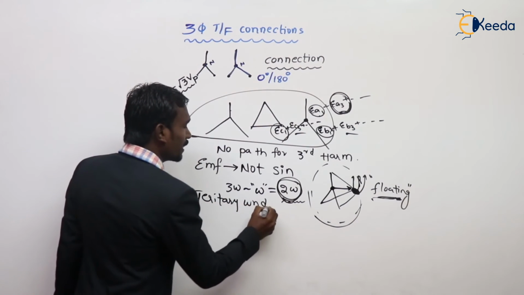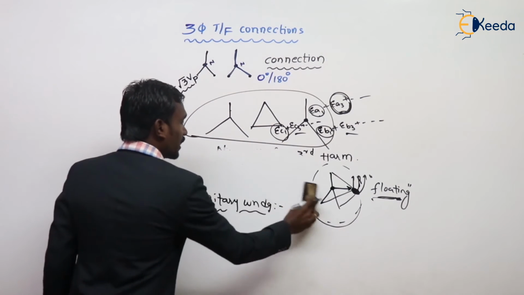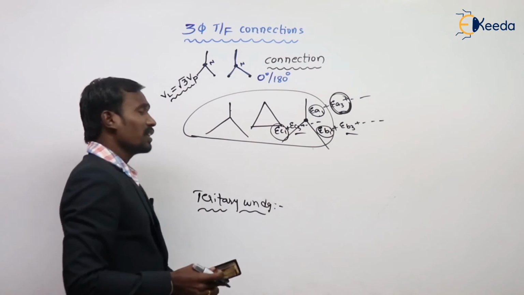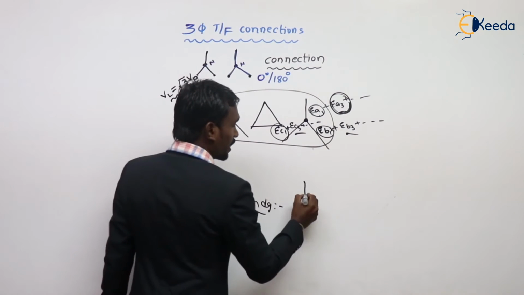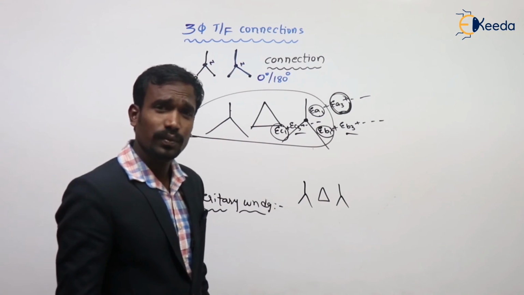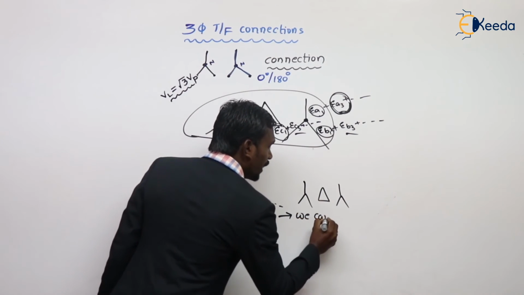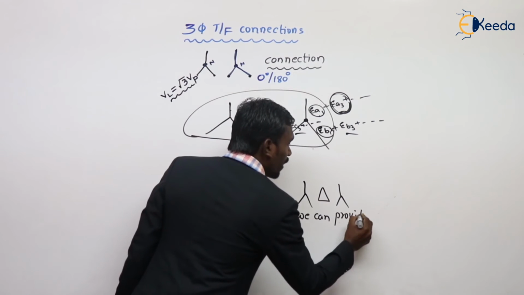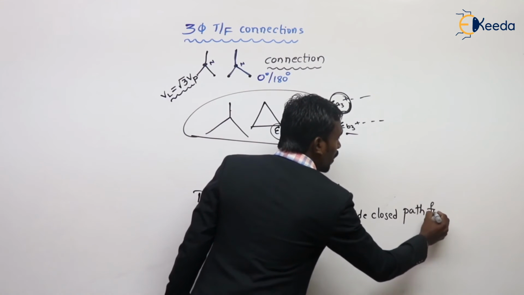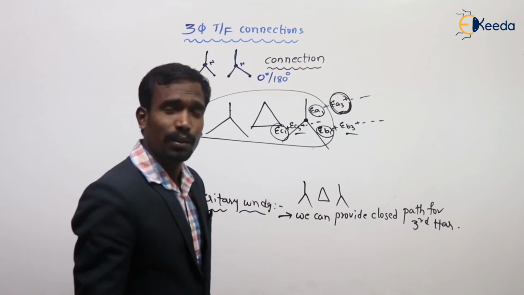The tertiary winding is generally used for star-star connection only, not for delta-delta. In a star-star connection, a delta is connected in between the two windings. Due to this delta, we can provide a closed path for third harmonics.